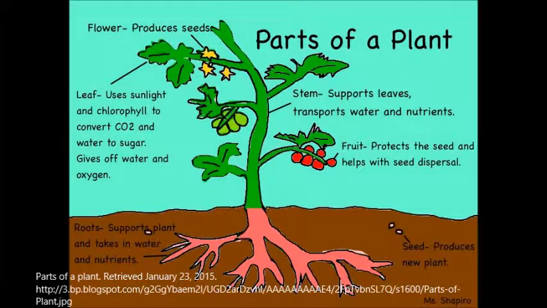Plants also have flowers. Flowers help plants make new plants. Flowers have pollen, and pollen helps the plant make seeds. Flowers are where the seeds form. The fruit of the plant holds and protects those seeds.